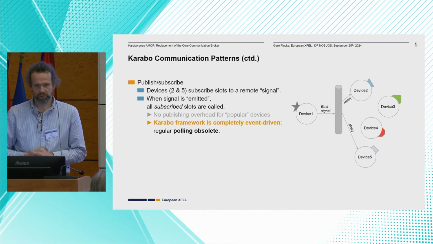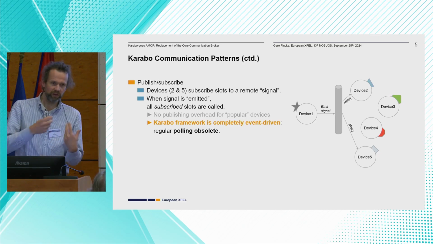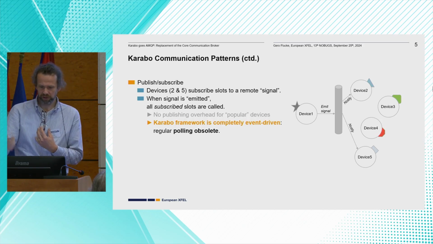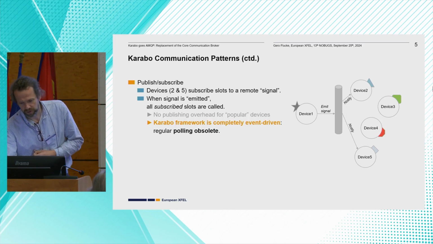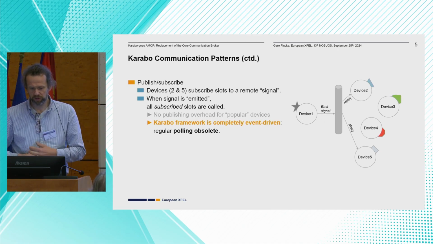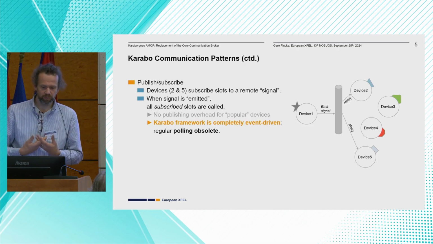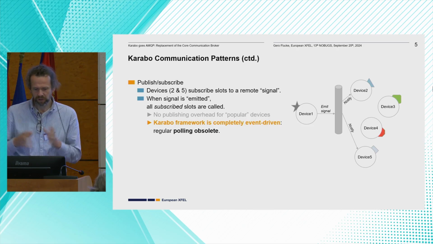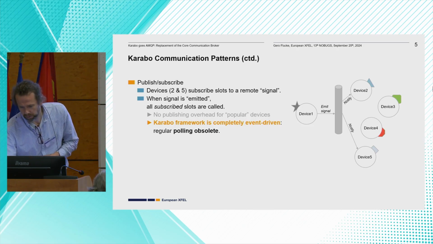Here devices subscribe some of their slots to a remote signal. In this case, we have two devices which subscribed to a signal of this device. So when the signal is emitted, the broker distributes it to everybody who wants it. In that sense, the Caribou framework is completely event-driven and doesn't need any polling. So this works nicely with the broker.